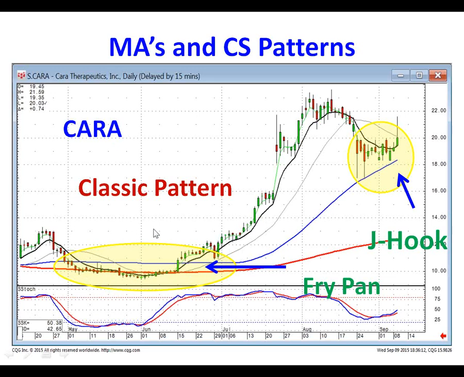But notice what happened when it got back up to this level. They started breaking it out. So even on this little fry pan bottom, if you started buying, you knew you were in an uptrend until you got to this resistance level, and you could see what happened when it got there. We know what to expect coming out of a fry pan bottom, a very strong price move.